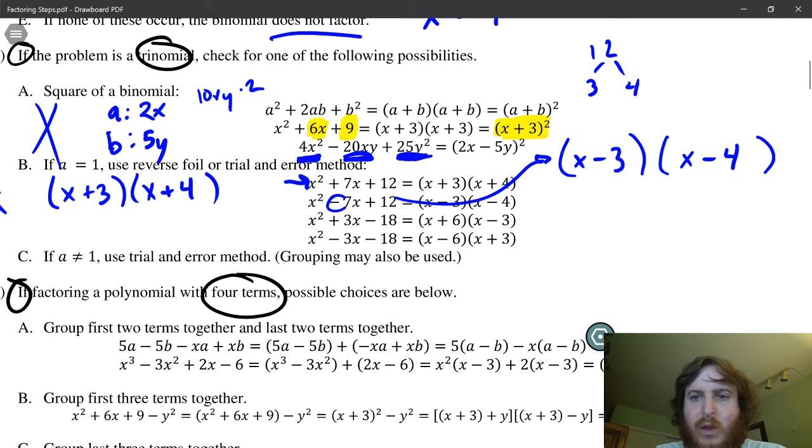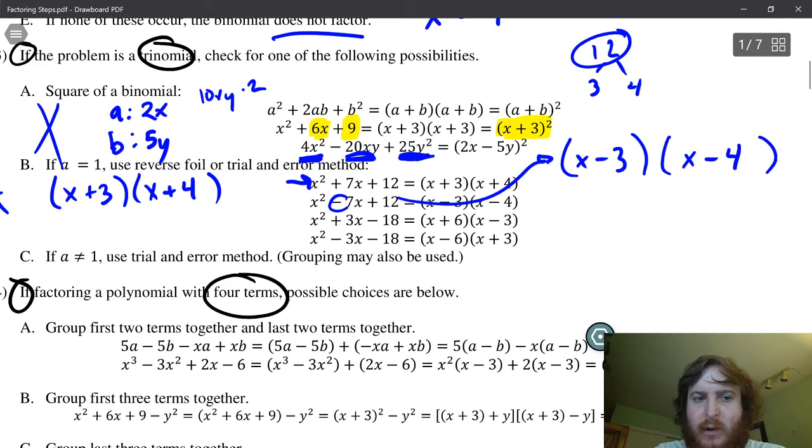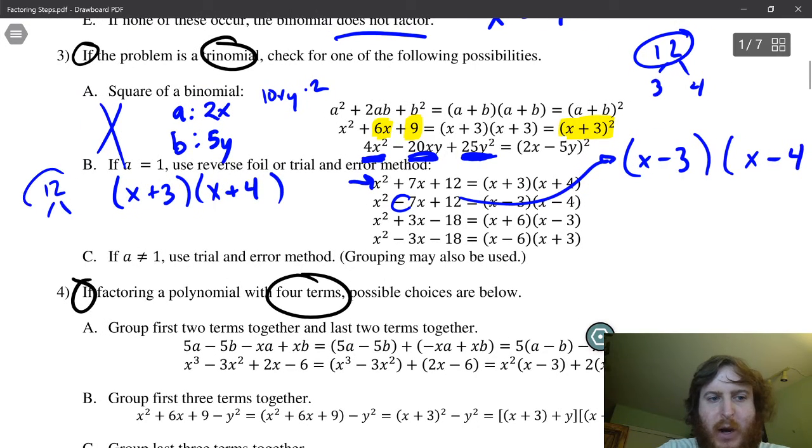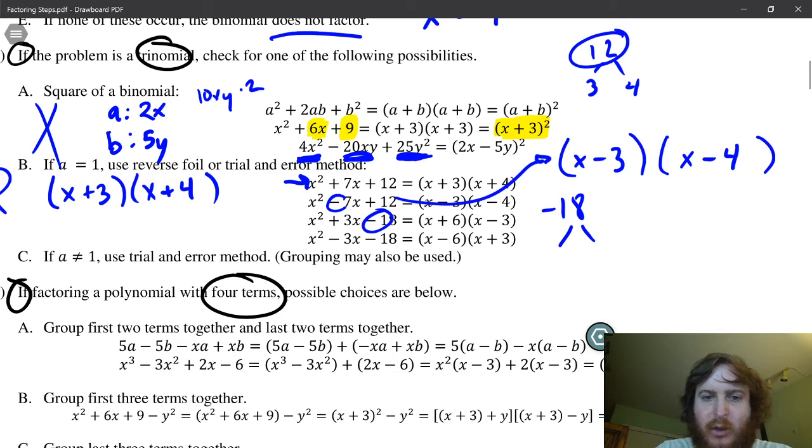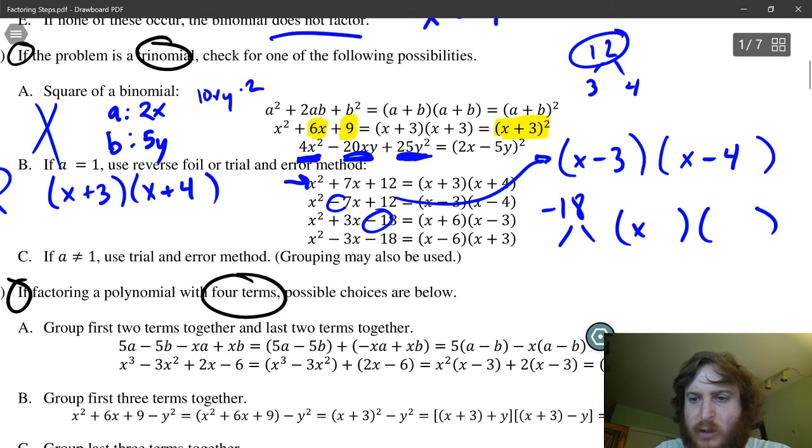Now, both of these cases were positive, like positive 12 and positive 12. And when that occurs, both of your numbers will either be positive or both of your numbers will be negative. But essentially what you're thinking with the 3 and the 4 is those are going to be adding. When you get negative, so if I have negative 18, instead of adding my two terms, we're going to be subtracting. So with this one, I'm going to have x plus something, and again, x plus something or minus something.